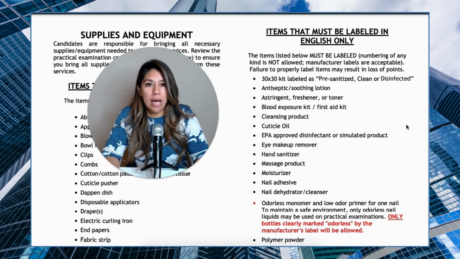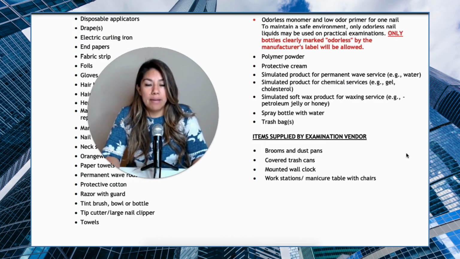So again, these are the items that must be labeled: antiseptic or soothing lotion, astringent, freshener or toner, blood exposure kit or first aid kit, cleansing product, cuticle oil, EPA approved disinfectant or simulated product, eye makeup remover, hand sanitizer, massage product, moisturizer, nail adhesive, nail dehydrator and cleanser. Again, very, very important, your odorless monomer and low odor primer. These must be labeled from the manufacturer.